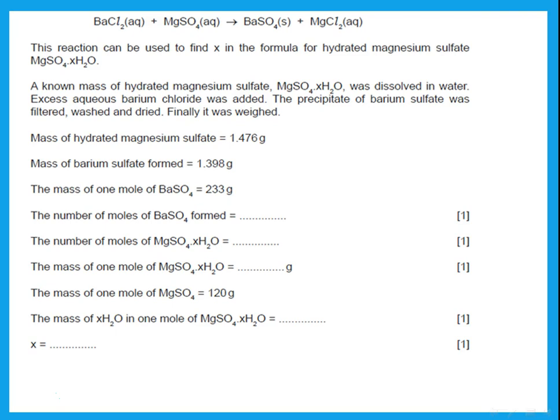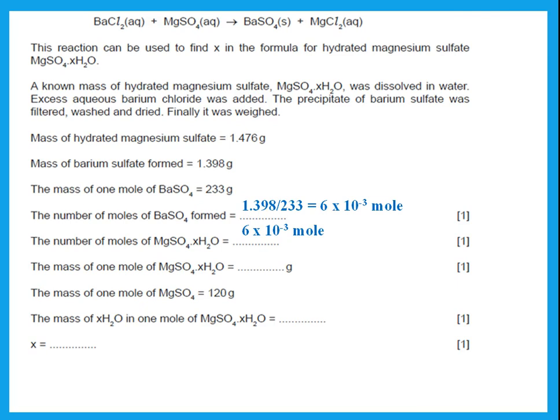First of all, I have information about barium sulfate, and he's saying calculate the number of moles of barium sulfate formed. How do I get the number of moles? Number of moles is mass over molecular mass. So that comes out to be 6 times 10 to the minus 3. And notice he gives you the molecular mass of barium sulfate so that you don't need to calculate it. Now the number of moles of MgSO4·xH2O: from the equation on top, the number of moles of barium sulfate is the same as the number of moles of magnesium sulfate. So that would be the same.